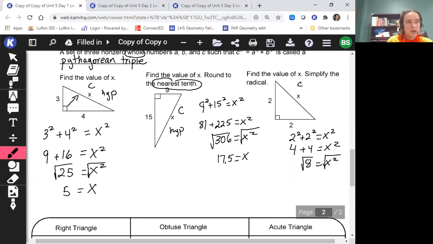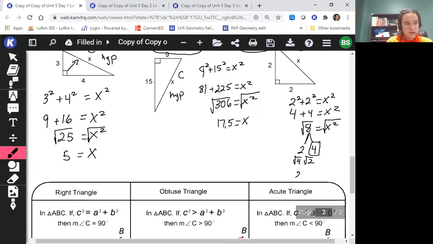Now this time, we are not going to put this in the calculator because it asked us to simplify the radical. That means we need to factor this so that we have a perfect square. So when we divide by 2, we get 4. 4 is a perfect square. So we've got the square root of 4 times the square root of 2. And the square root of 4 is 2. So we've got 2 square root of 2 equaling x.